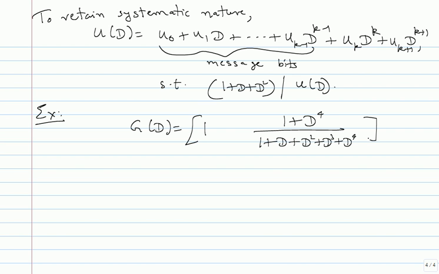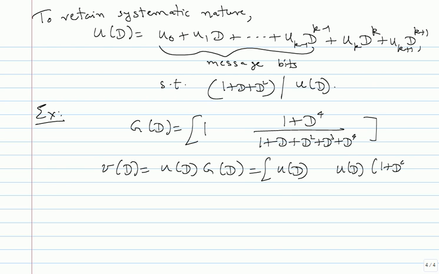The way to think about it is, think of a U of D which, when multiplied, will give you a very short code word, not too many ones. When will this have a lot of ones? What is the general form of a code word when you multiply this with U of D? You have U of D showing up in the systematic form, and then U of D is going to multiply (1 plus D power 4) by (1 plus D plus D square plus D power 3 plus D power 4).